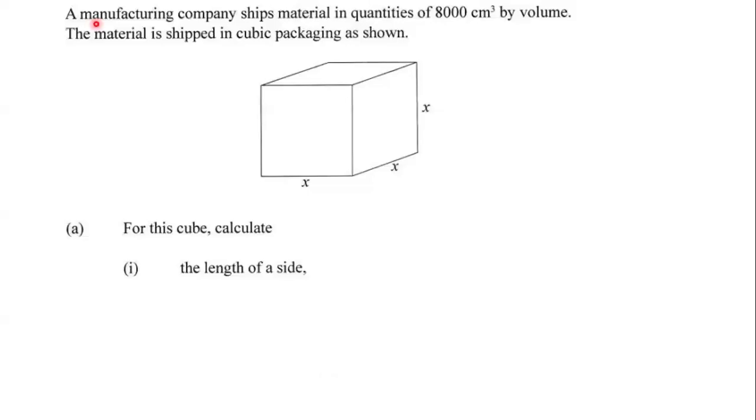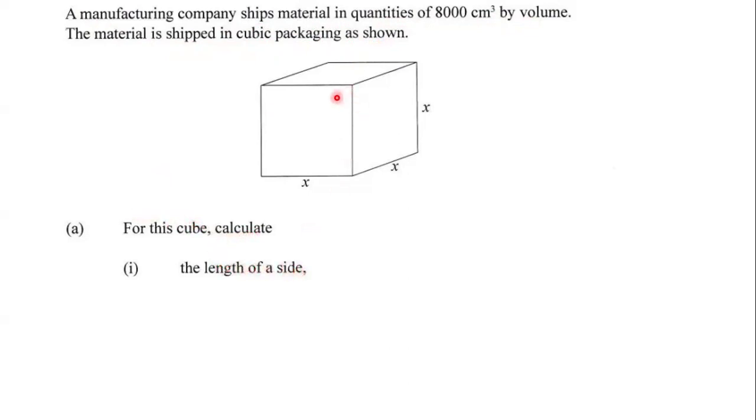A manufacturing company ships material in quantities of 8,000 centimeters cubed by volume. The material is shipped in cubic packaging as shown. For this cube, calculate the length of a side.